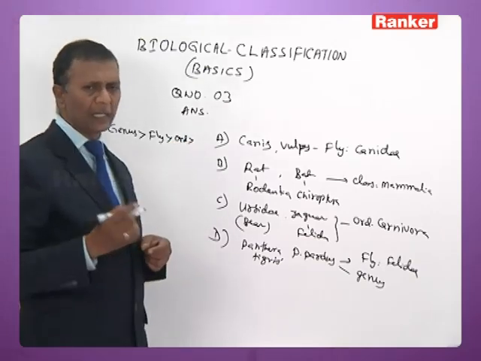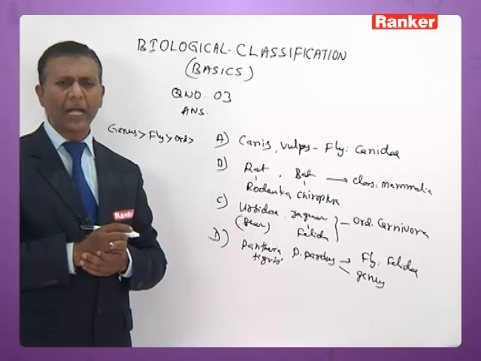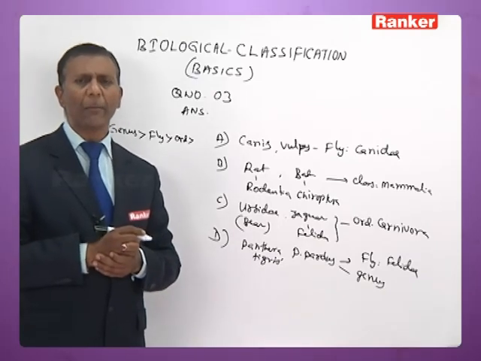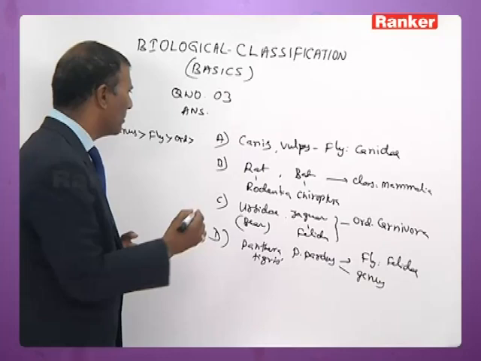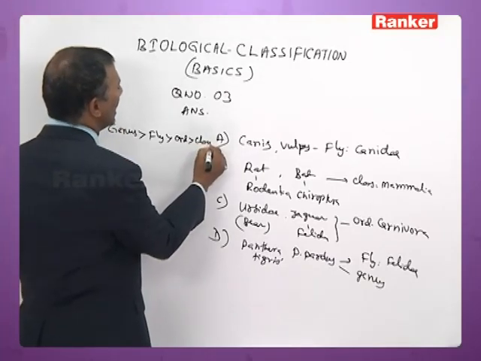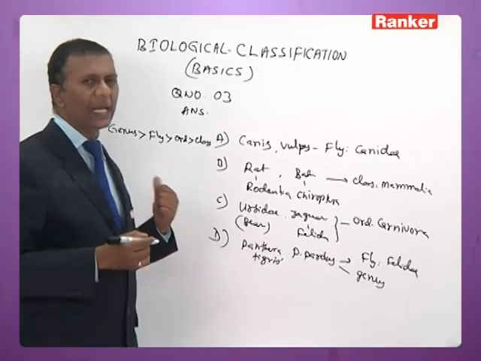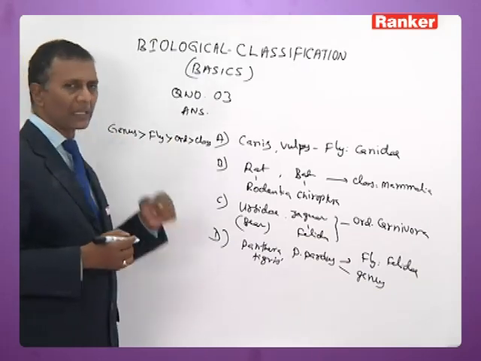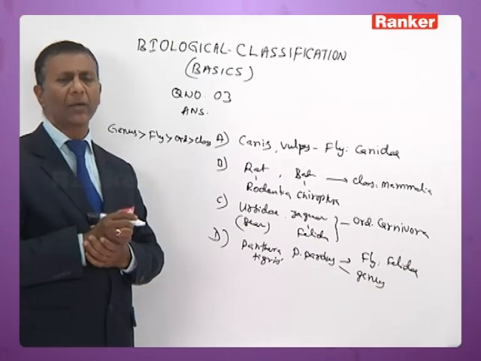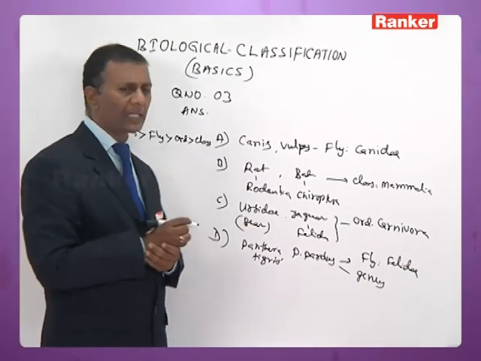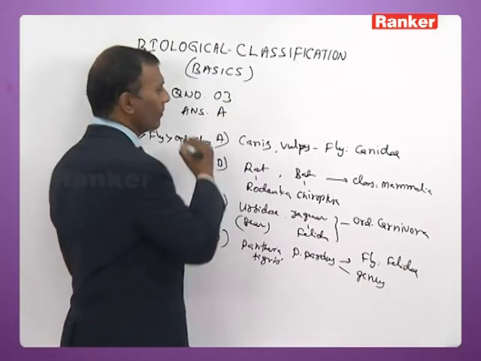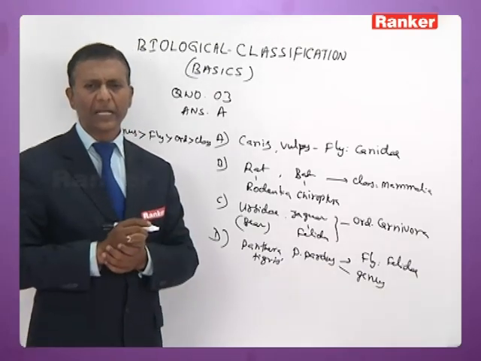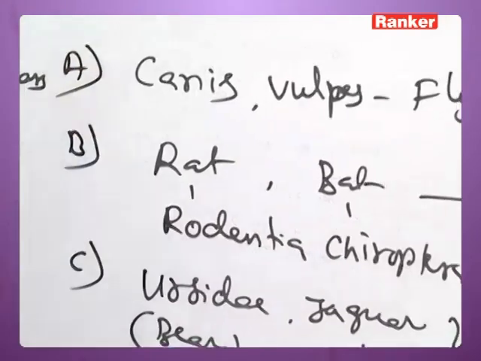Then next, option B: rat and bat. Rat is Rodentia, bat is Chiroptera, both of them belong to the same class. So this is the taxonomic relatedness in ascending order: genus, family, order, class. That is the taxonomic relatedness. Third question, correct answer is A, that is DACB.